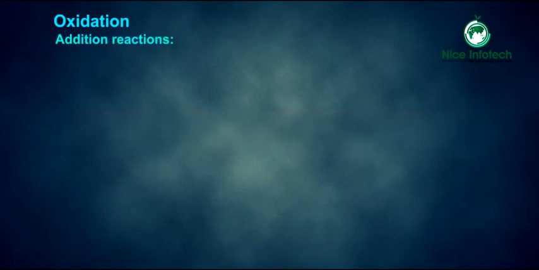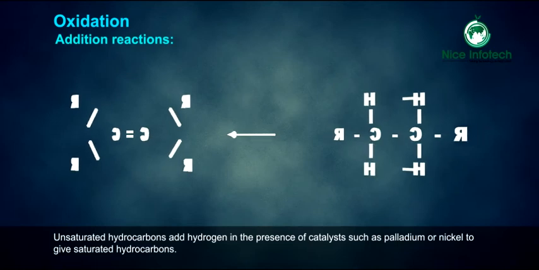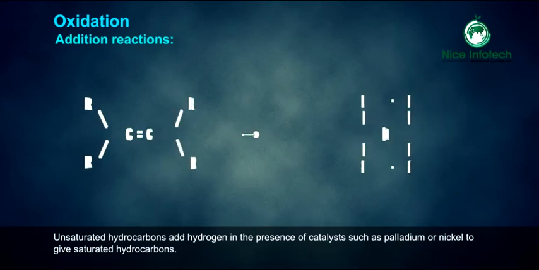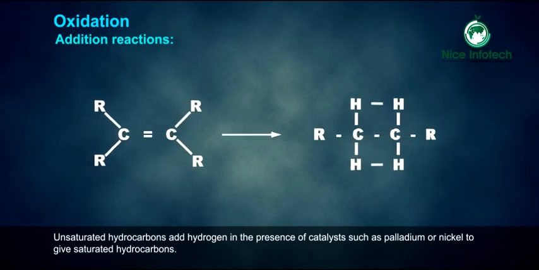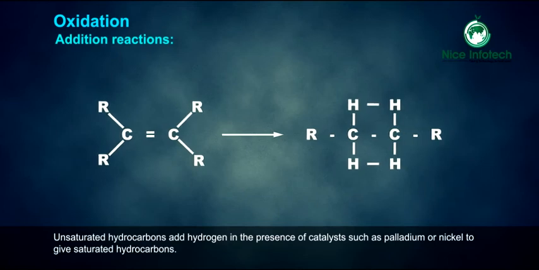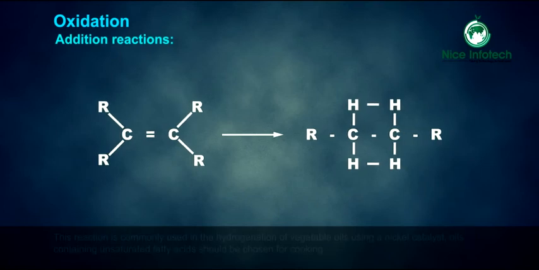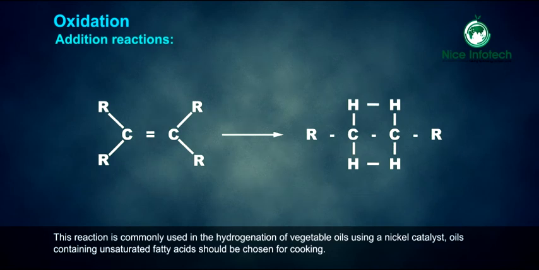Addition reactions. Unsaturated hydrocarbons add hydrogen in the presence of catalysts such as palladium or nickel to give saturated hydrocarbons. This reaction is commonly used in the hydrogenation of vegetable oils using a nickel catalyst. Oils containing unsaturated fatty acids should be chosen for cooking.